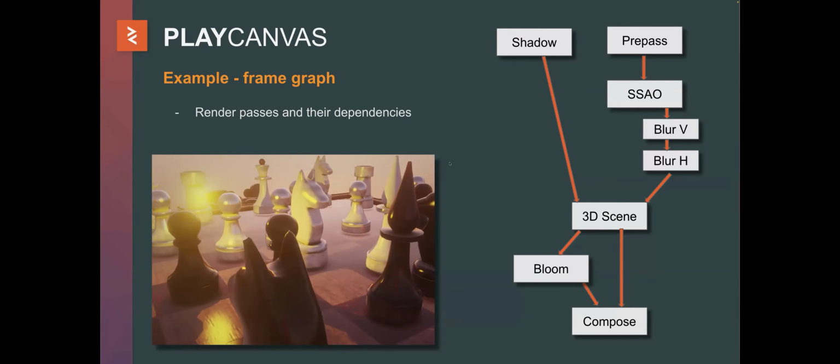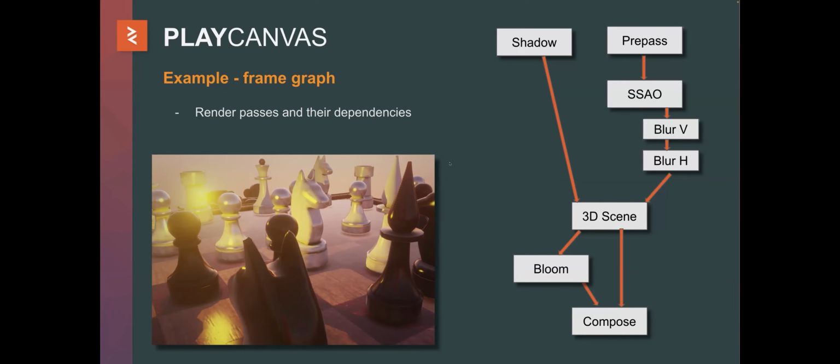So I'm going to look at a little example here where I have a scene with the chessboard and there's one light with HDR bloom. How did we render this? There's a render pass for the shadow, as you can see on the right side, and then we need to generate the screen space ambient occlusion texture. That one requires a prepass to generate the depth buffer, and afterwards it runs the blur passes to blur the texture because it's quite noisy.